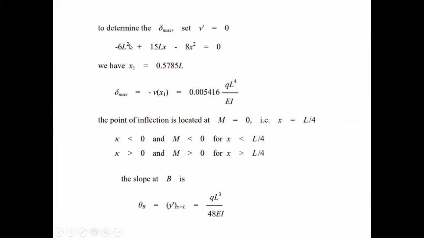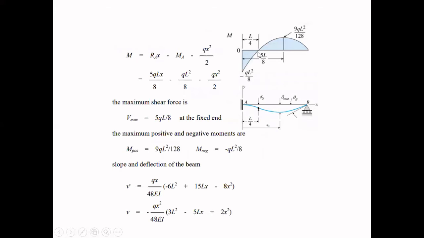This is the equation for the maximum deflection. So we know that x1 is equal to 0.5785 L. So we'll put the value over here, and the equation for Vx1 turns out to be like this. This is the condition for the maximum, because we know that maximum will occur at this point. So in this way, we can calculate the slope and deflection by using this equation.